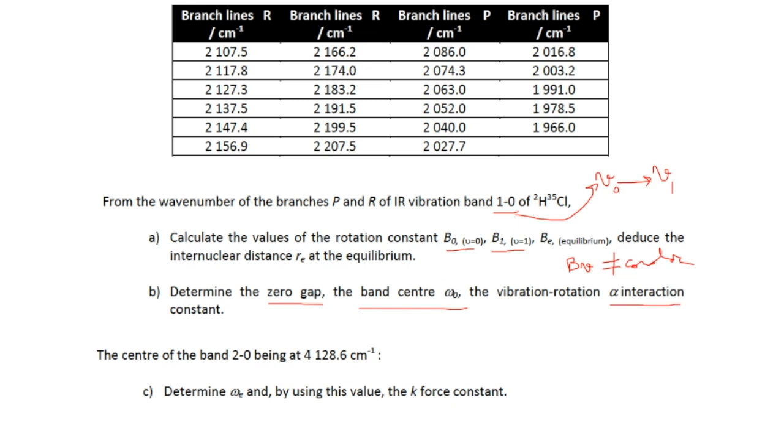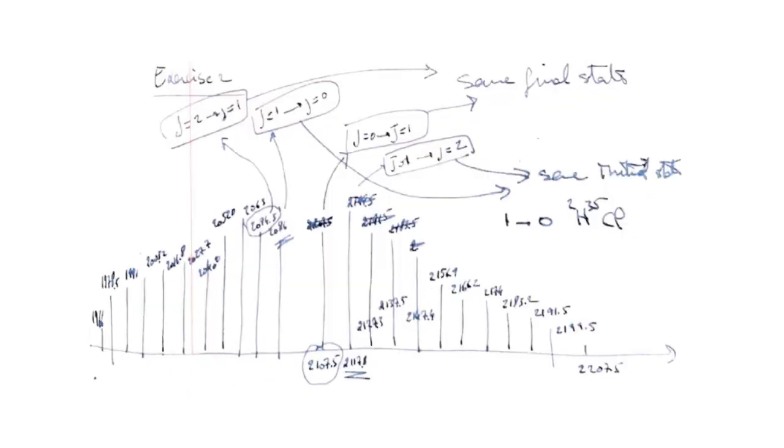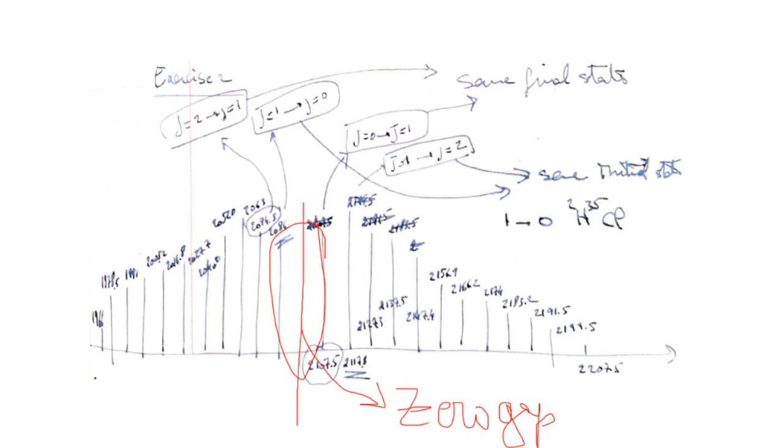Now, what is the zero gap? And what is the band center? What does that mean? Well, perhaps you know, perhaps not. So if you don't, this is the zero gap. And the center is this forbidden one. This is the center, omega 0.